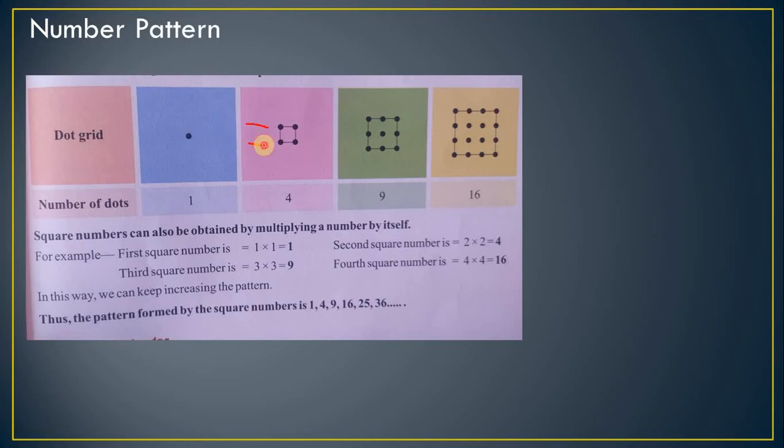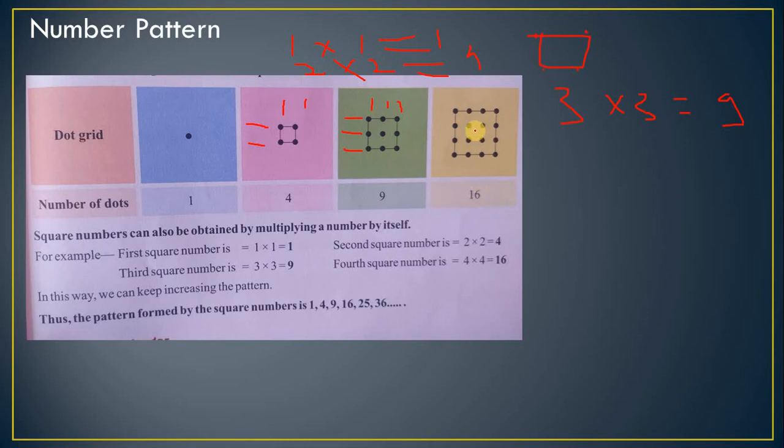The number of rows here is 2 and the number of columns is 2. Here also the number of rows is 3 and the number of columns is 3. So if you remember the sequence, 1 into 1 is 1. So what happened? It is a square number. Then the next number is 2 into 2 is 4, so by using 4 dots you can construct the square. Next is 3 into 3, that is 9, so by using 9 dots you can construct the square.